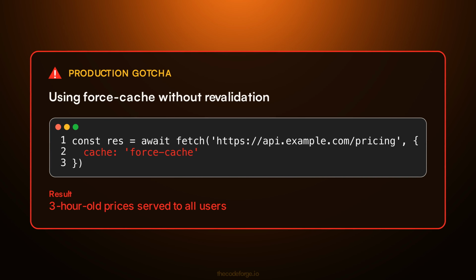Let's run through some common interview questions. Name the 4 caching layers in Next.js 16 and explain when each is invalidated. Full root cache: redeploy or revalidate. Data cache: revalidate or tags. Router cache: router refresh or TTL. React cache: per render.